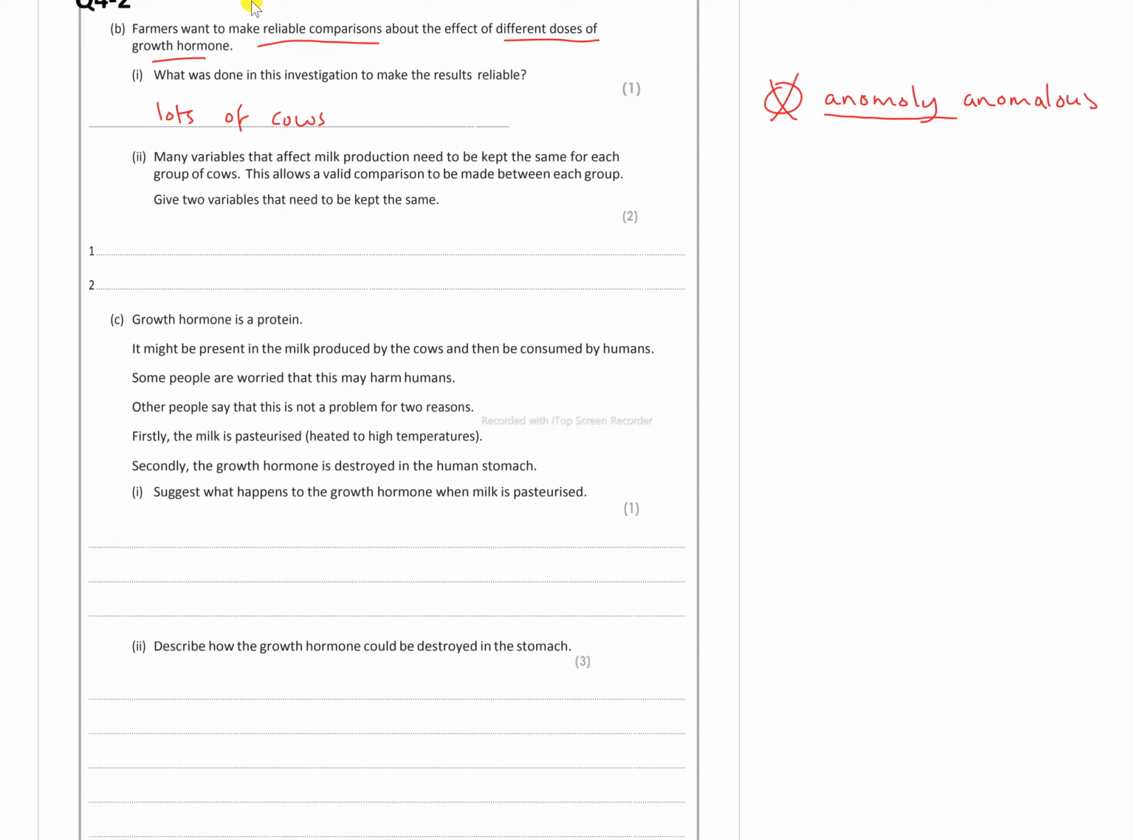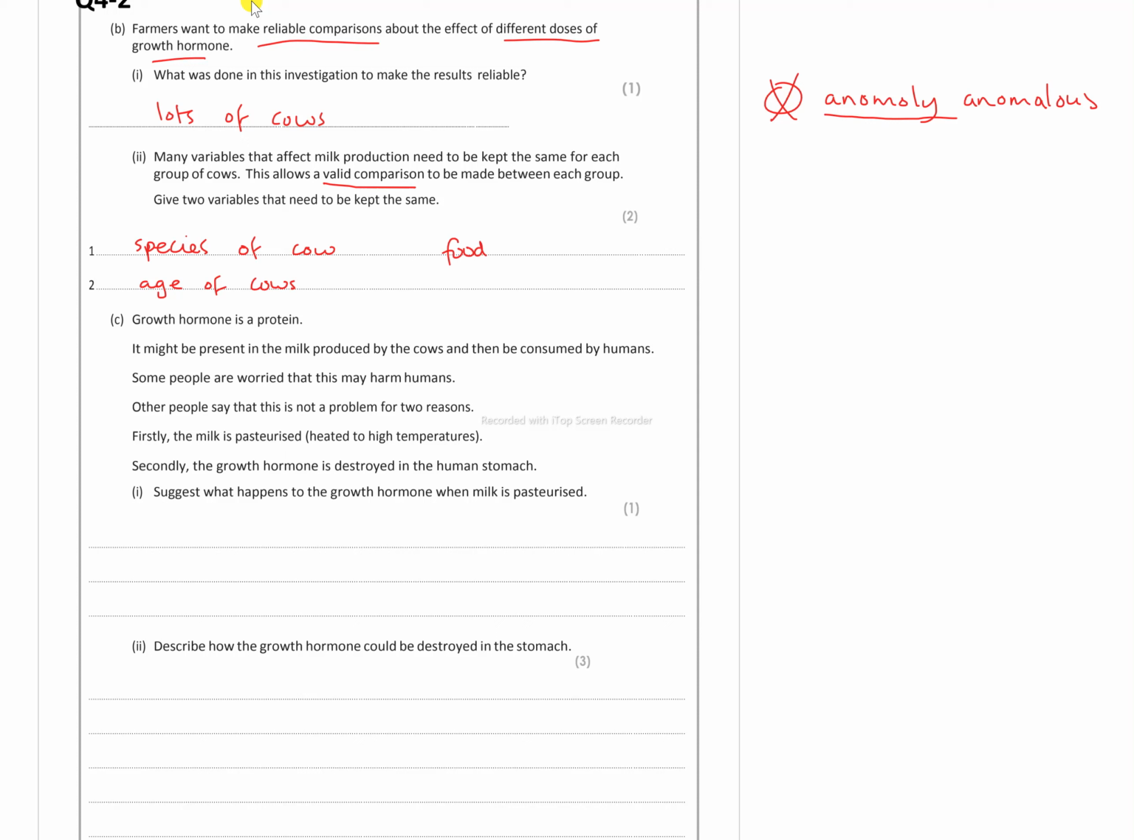Many variables that affect milk production need to be kept the same for each group of cows. This allows a valid comparison to be made between each group. Give two variables that need to be kept the same. In this case, something like species. So keep the species of the cow. Keep the age of the cow, because really old cows might produce less milk, and really young cows might produce less milk.